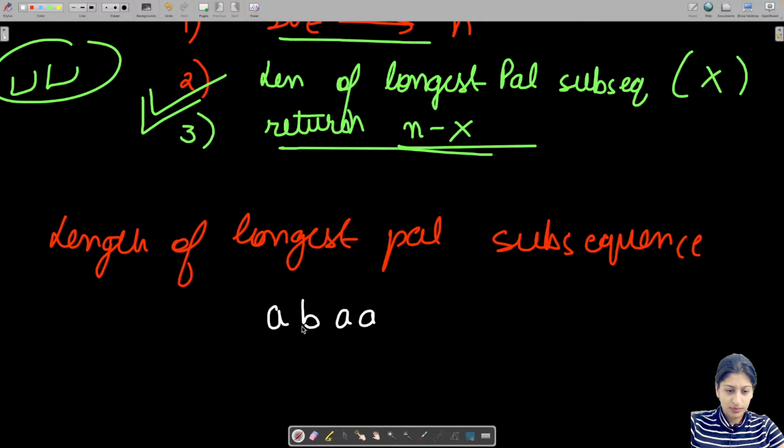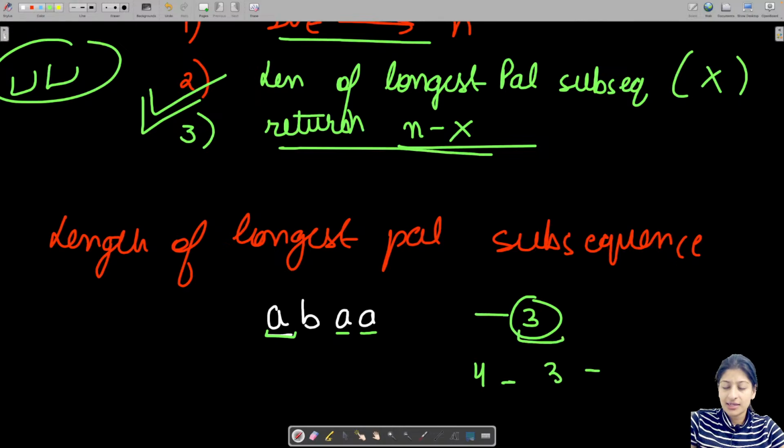So yeah, for example, you have a string like this. Now tell me what will be the length of the longest palindromic subsequence here. You clearly can see A, A, A, so you got a length of 3, right? So what do you need to return? The length of the string is 4. 4 minus what length you got from here, 3, that is 1. So basically your answer is 1.